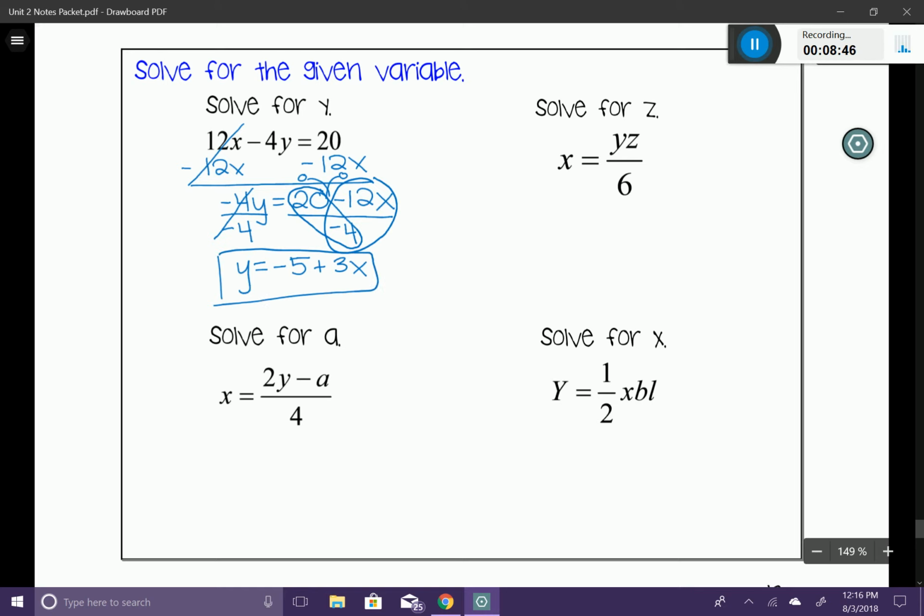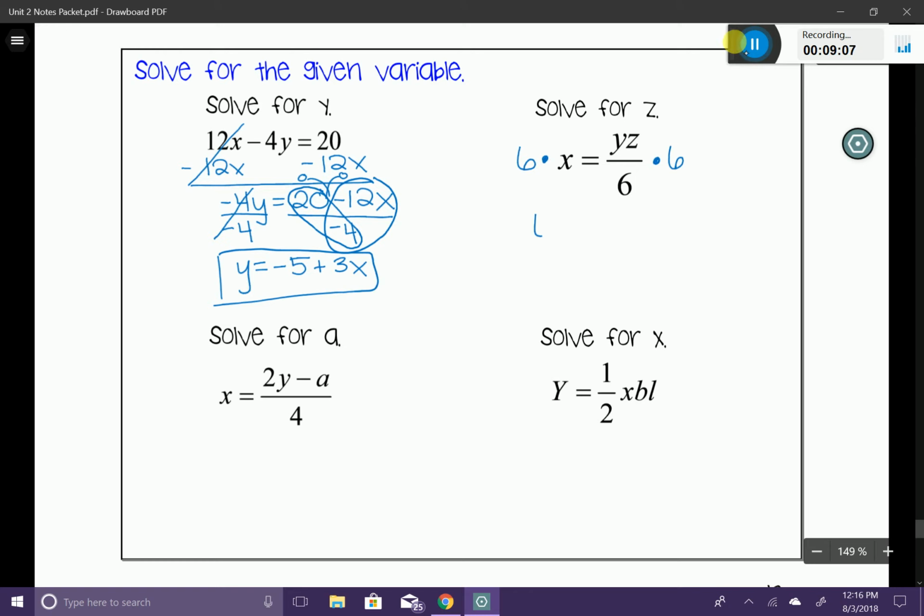Again, if you wanted to solve for x in this case, you could, but the problem was specifically asking for y. All right, let's solve for z in this next one. I have to get to the z, so to get there, I need to eliminate that denominator. So I'm going to start by multiplying the right-hand side by 6 and the left side by 6. Whatever you do to one side of an equation, you have to do to the other.